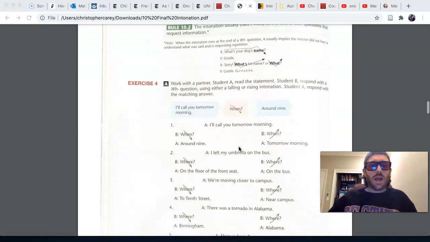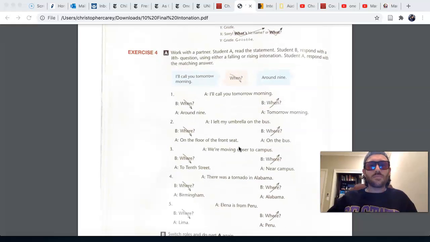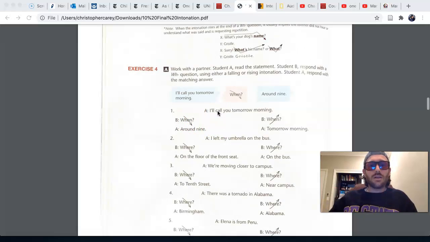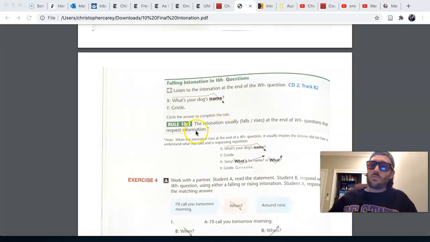We're going to practice that right here and right now with exercise 4. So read the statement and then determine if the response should have rising intonation or falling intonation. It depends on the situation, right? Depends on whether you're asking for clarification or if you're asking for information. If you're requesting information, falling intonation. If you're asking for clarification or to have someone please repeat, then you'll have rising intonation.